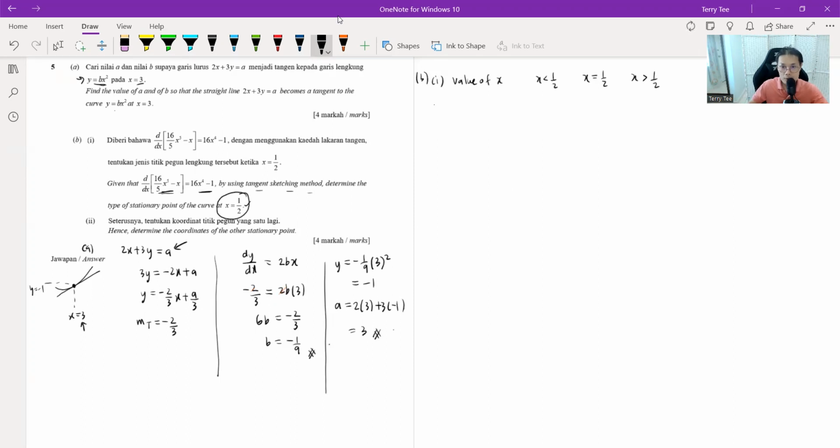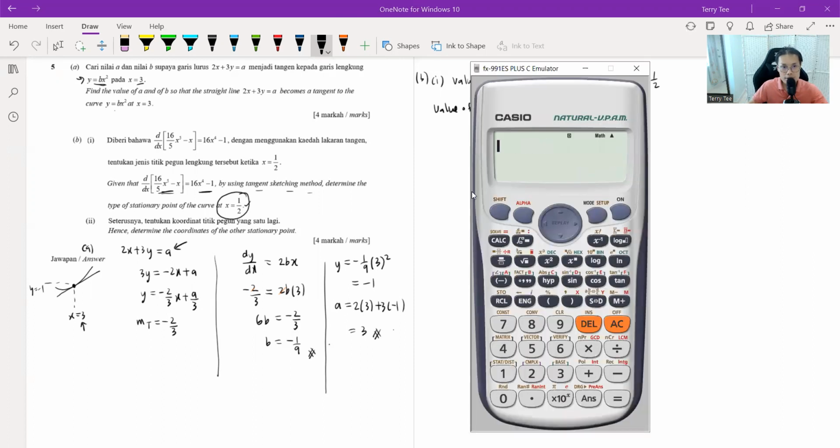All right. So then we look at the value of dy/dx. So we can actually use our calculator. We key in this function, the gradient function, 16x to the power 4 minus 1. We calculate, pick a number. So let's say you put half. It is going to be 0, right?